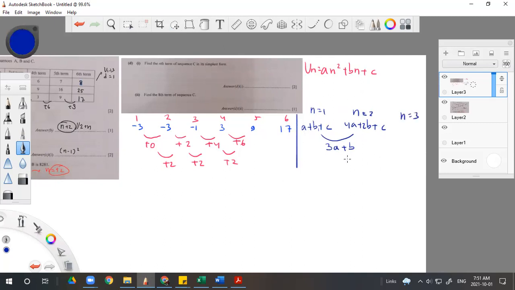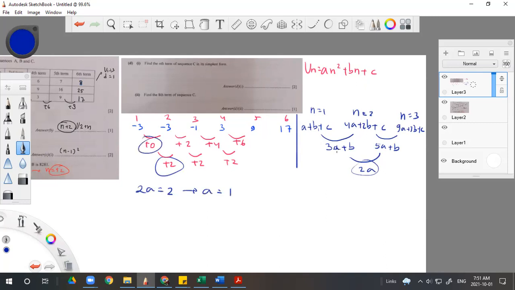Ini pasti 2B kayaknya, 2B sih. Iya 2A, sorry. Thank you, Dennis. Dennis yang kasih tahu. So 9A plus 3B plus C, ini kan jadinya 5A plus B also. So 2A. So 2A equals 2, dan write it down. 2A equals 2, so the A equals 1, right?